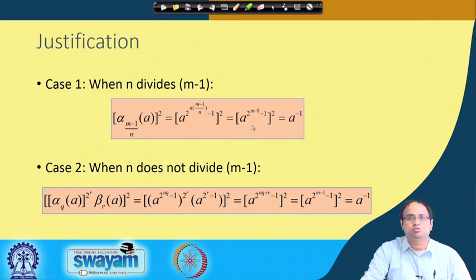So, you have got alpha to the power of 2 to the power of m minus 1, which essentially is nothing but the inverse from Fermat's little theorem. Okay. When n does not divide m minus 1, then you cannot write this in this form, because m minus 1 by n is not an integer.